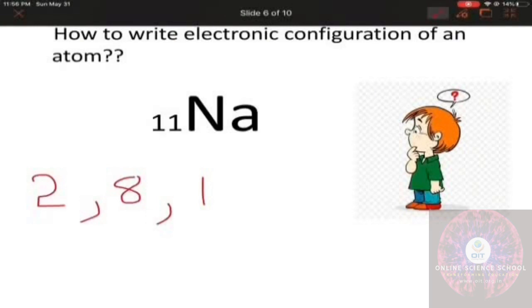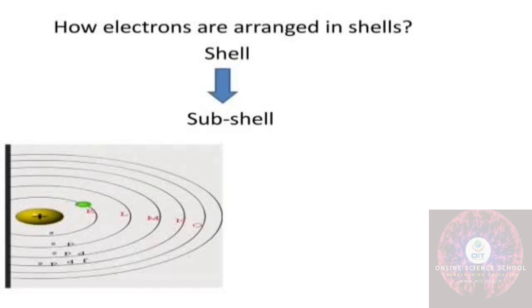Then, we can predict the group and period using this electronic configuration. The number of valence electrons tells you the group number. So, the number of valence electrons is 1. So, sodium atom belongs to group 1. Then the number of shells gives the period number. So, the period number is 3. I hope you got a clear idea about shell, atomic number and electronic configurations.